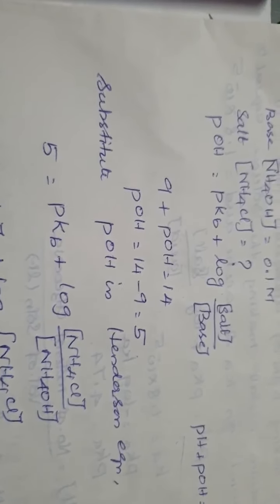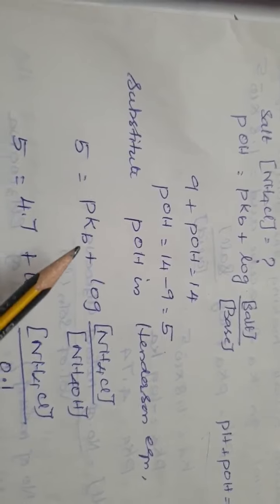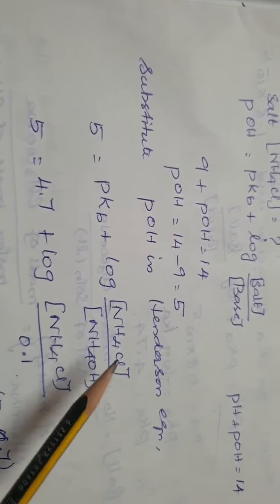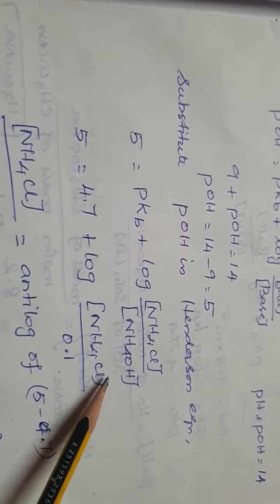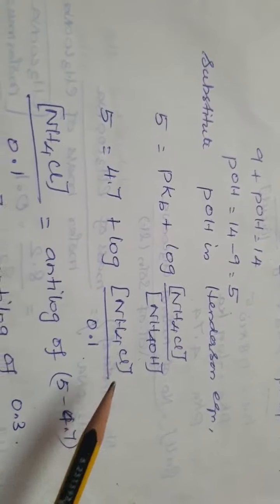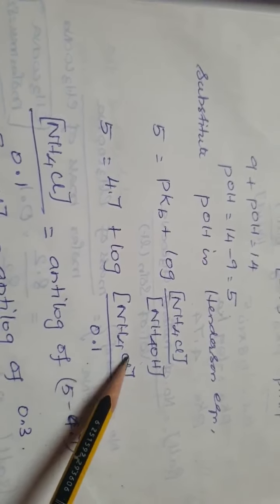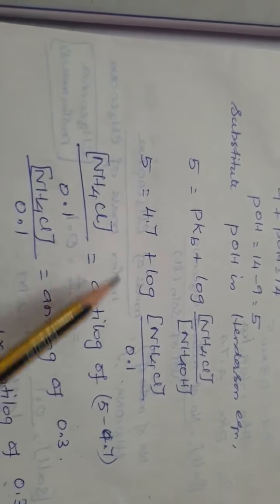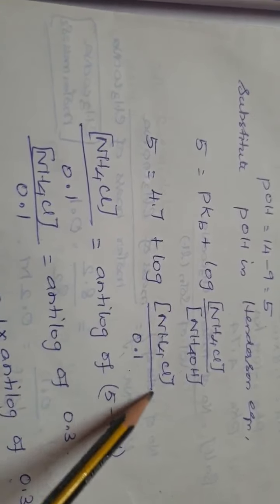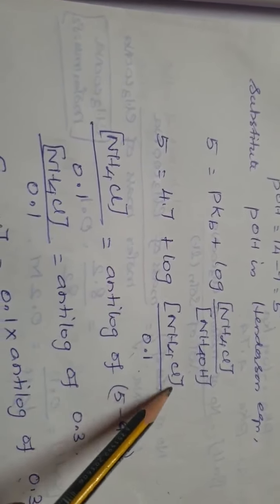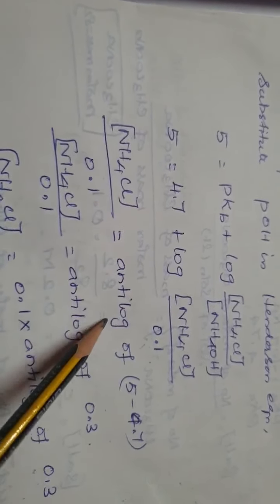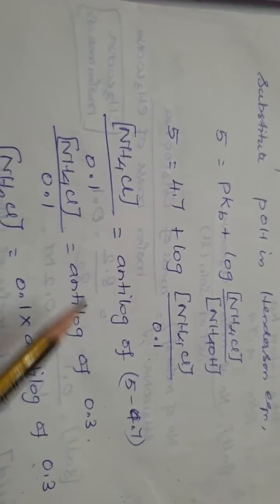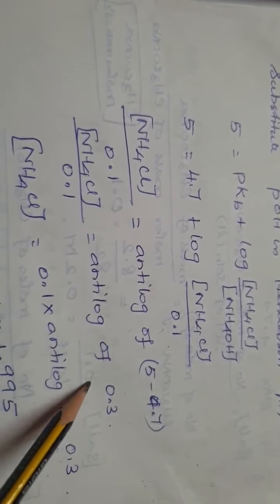So instead of pOH, 5; pKb value is also given, 4.7, plus log of salt, ammonium chloride, divided by ammonium hydroxide. So the ammonium chloride concentration is not given, that is written there itself, divided by the ammonium hydroxide concentration given in the problem, 0.1. So substitute 0.1. Then take this term alone to the left hand side. Ammonium chloride concentration divided by 0.1 equals the antilog of 5 minus 4.7. So 5 minus 4.7 means 0.3.